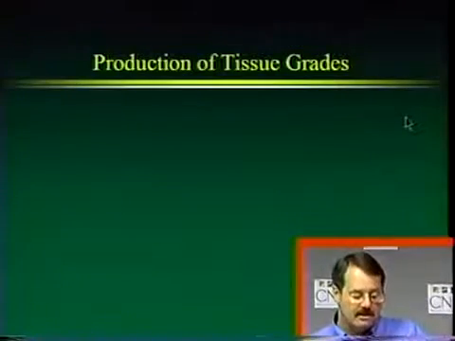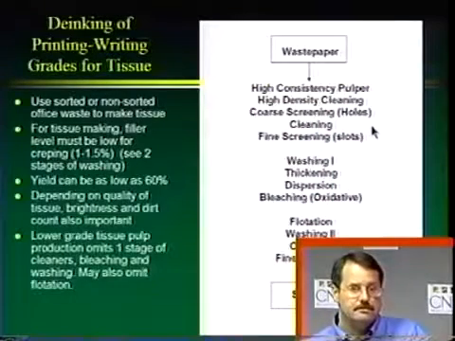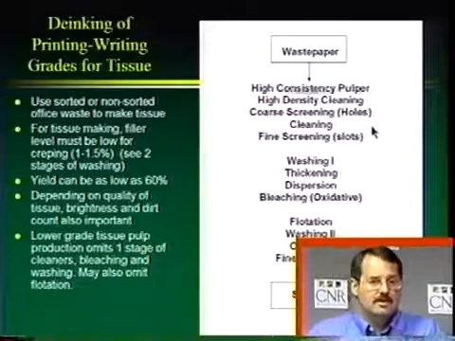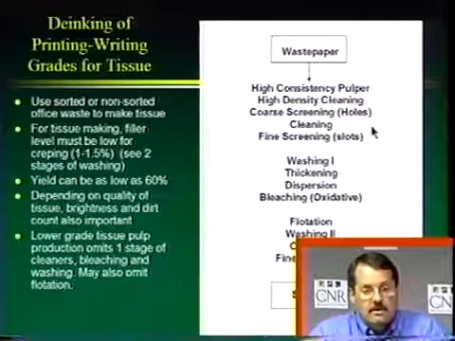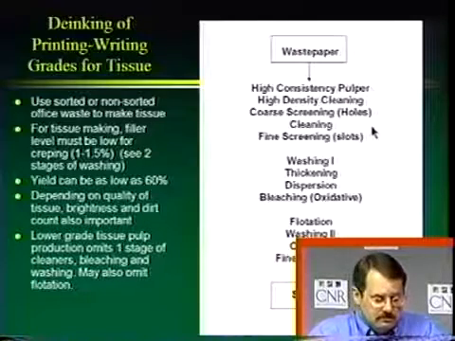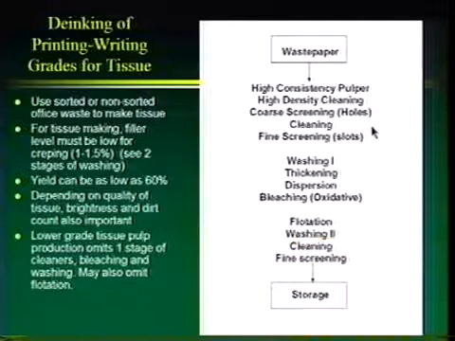All right, now let's go to the production of tissue grades, another white grade, I'll call it. For de-inking, printing and writing grades for tissues, we can use sorted or non-sorted waste to make tissue, okay? And we've got the same trade-offs as we had before. Cheaper stuff is non-sorted, but you're going to have to deal more with variability of incoming materials.